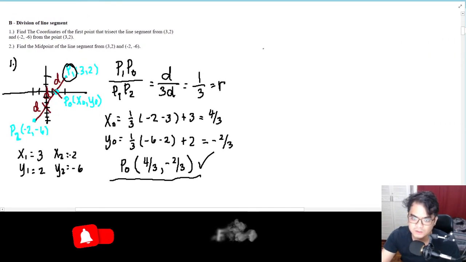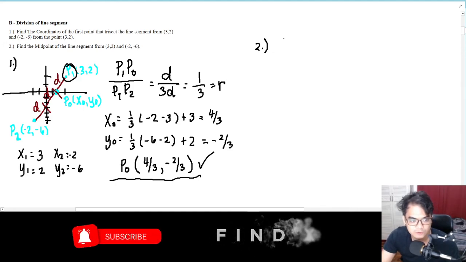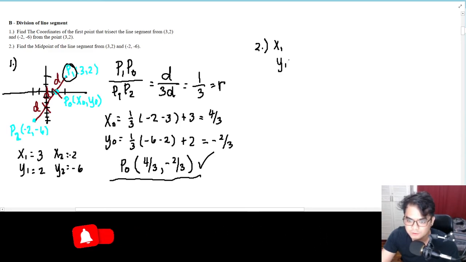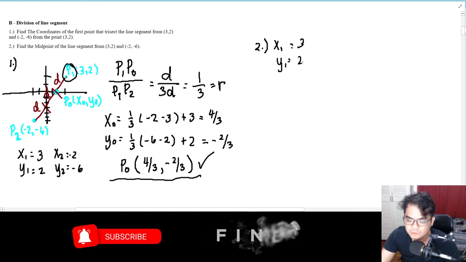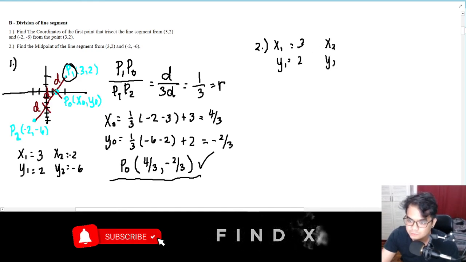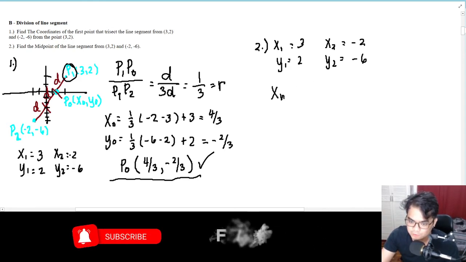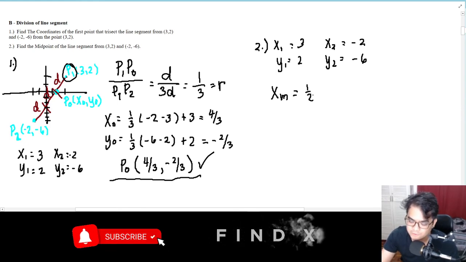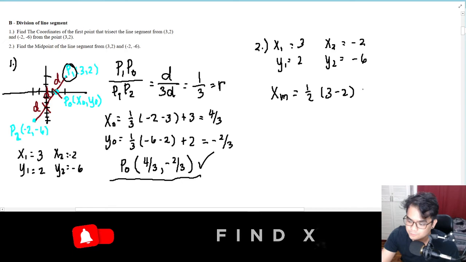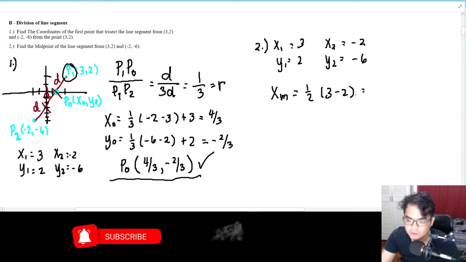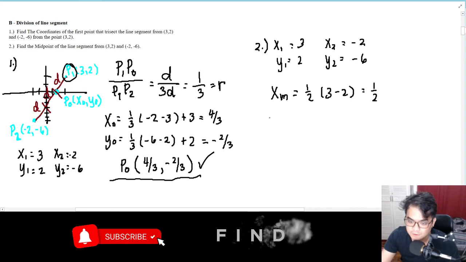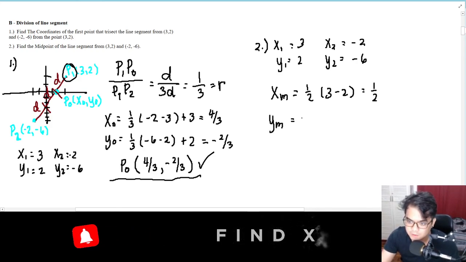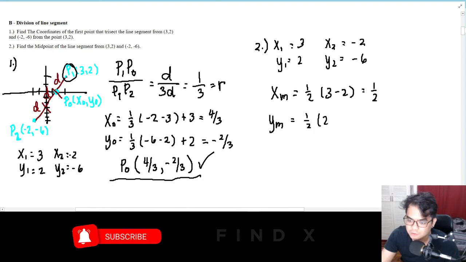Number 2 is quite easy. So for number 2, find the midpoint, right? So we have again x1 and y1, which is 3 and 2, and then x2, y2, which is -2 and -6. So to find the midpoint of x, just add those two and then multiply by 1/2, or divide by 2. So 3 minus 2 is equal to 1, and then that will become 1/2. And then to find the midpoint for y, that will become 1/2 times 2 minus 6. So that is -4 divided by 2, which is -2.